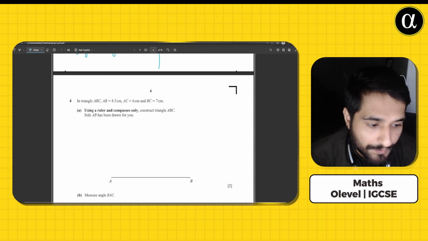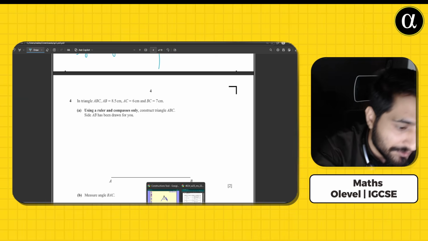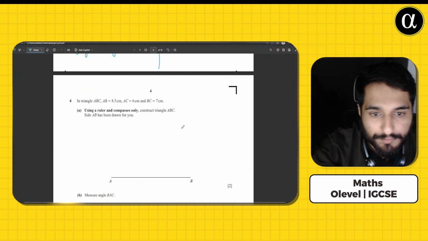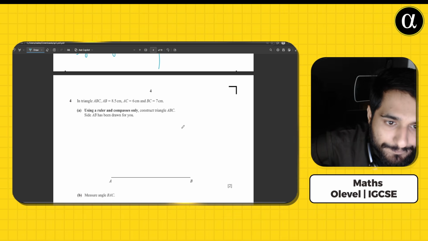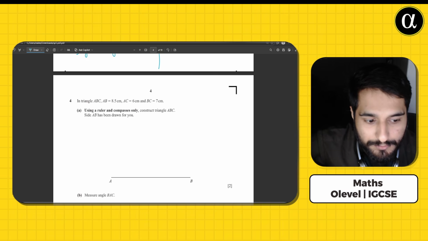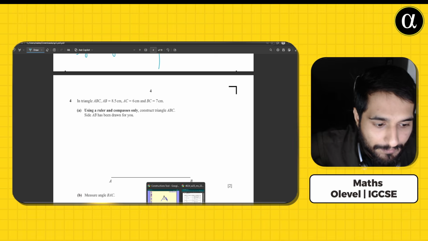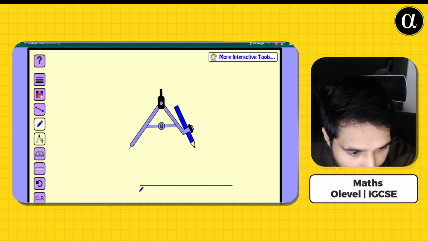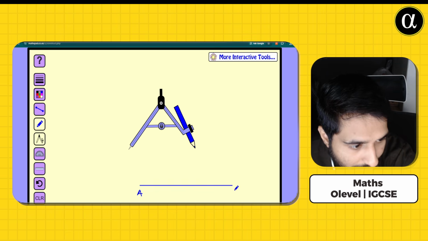This is from the chapter of geometrical constructions. I have Math Pad with me, an online tool, and we'll do it from here. It says that AB is 8.5, AC is 6, and BC is 7. So AC is 6 and BC is supposed to be 7. Let's name it AB. This part is supposed to be A. This part is supposed to be B.